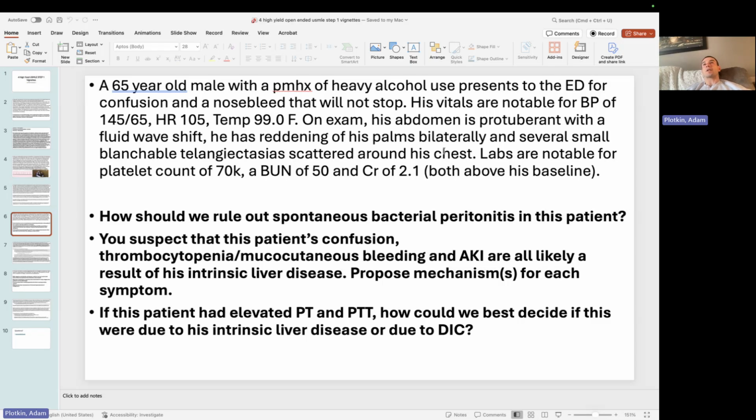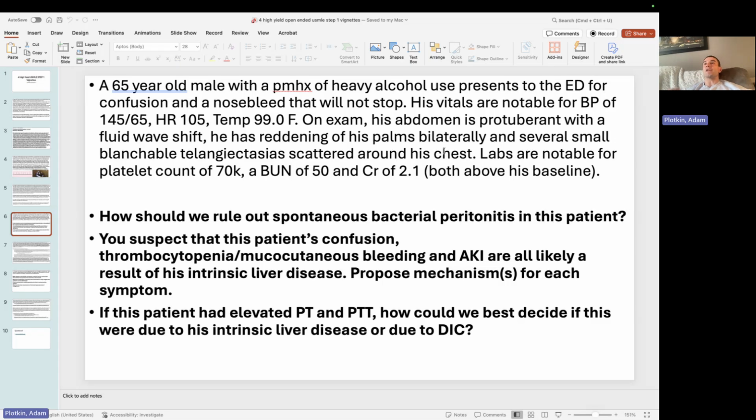If that cell count with differential shows less than 250 polymorphonuclear cells, it's not SBP. If it's above 250, we diagnose them with SBP, spontaneous bacterial peritonitis. You're also going to order a gram stain, but I do not care if that gram stain comes back positive or negative. If the PMNs are above 250, you've got your diagnosis of SBP, all right?